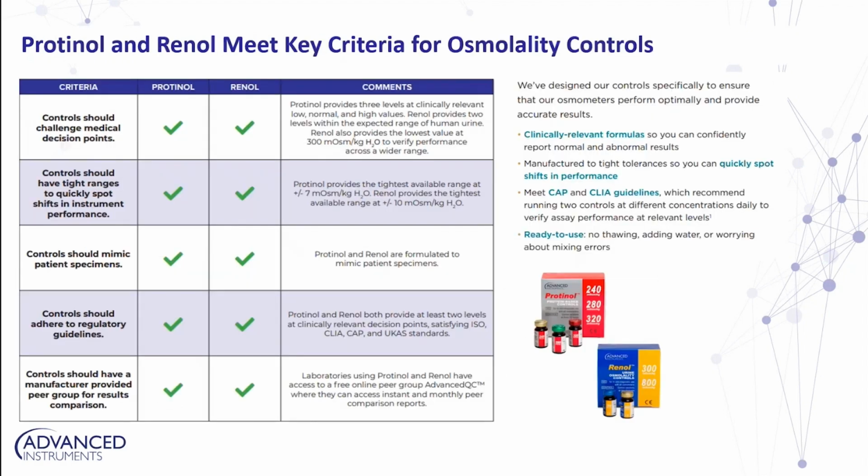In summary, as you can see on this chart here, Protinol and Renol meet the criteria required for effective osmolality controls. Both products challenge medical decision points, have tight ranges, and mimic patient specimens in adherence to regulatory guidelines. There is also a peer group that you can use to compare your results to those of other labs.